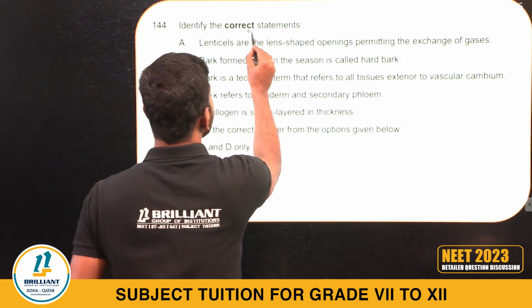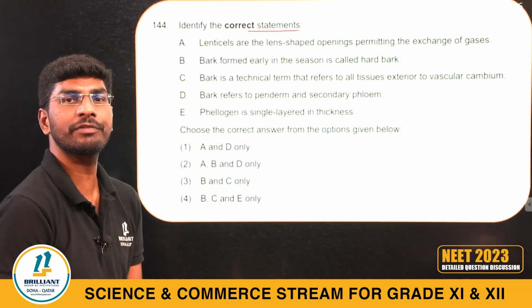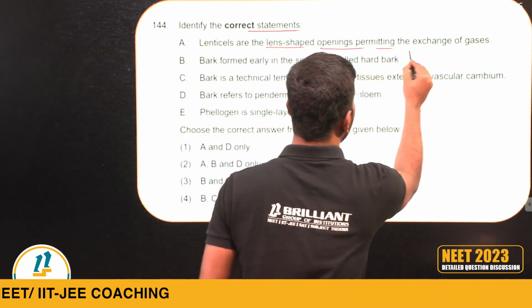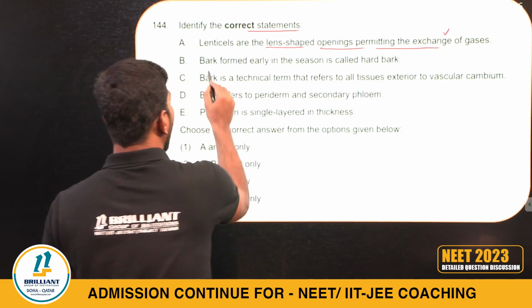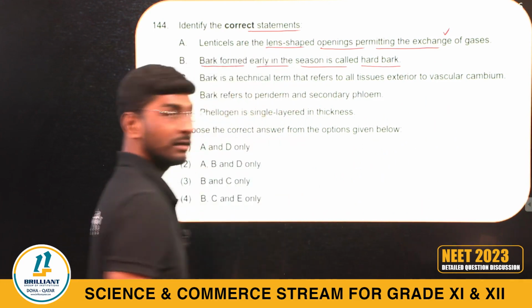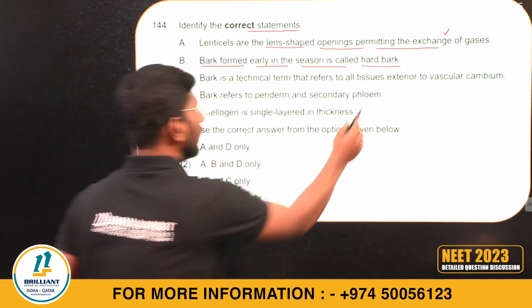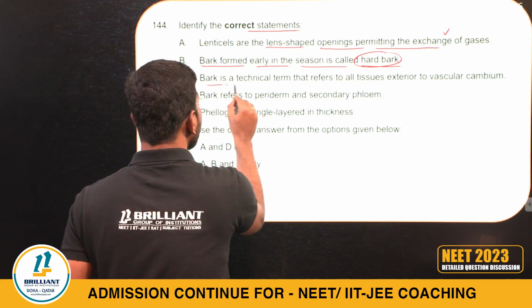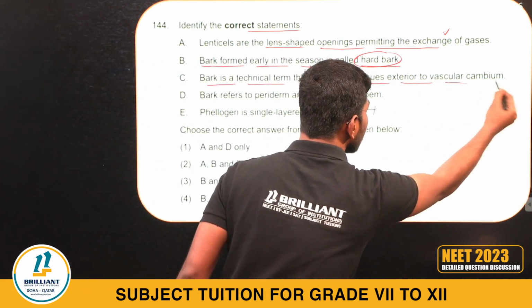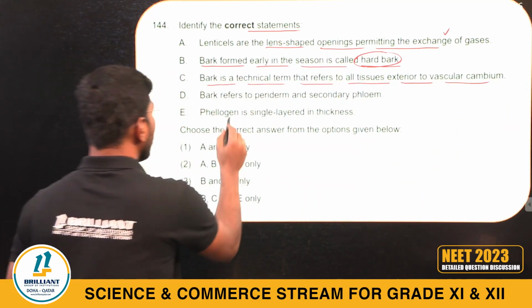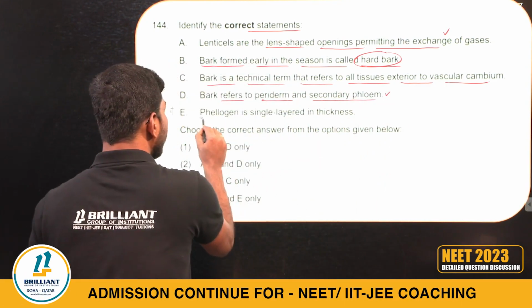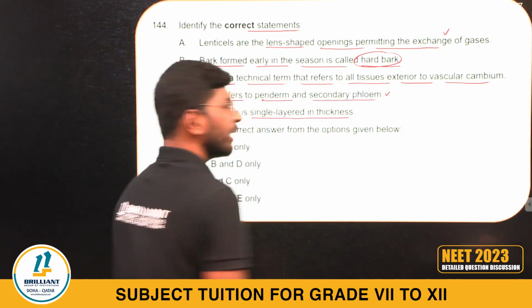144. Identify the correct statement, a question from the Anatomy of Flowering Plants chapter. Lenticels are the lens-shaped openings that permit the exchange of gases. Correct. Bark formed early in the season is called the soft bark, light bark, not hard bark. Leave this one. Next, bark is the technical term that refers to all tissues exterior to the vascular cambium. Next, bark refers to the periderm and also secondary phloem. Done. Phellogen is a single layer thickening. It is not a single layer thickening.